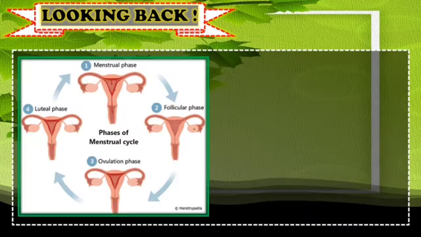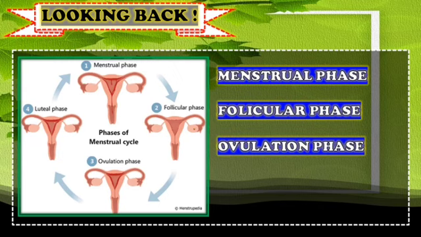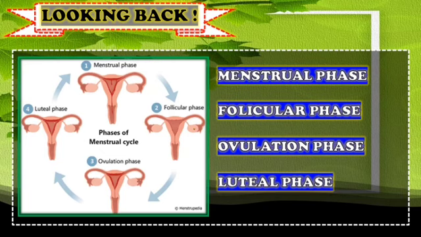The menstrual cycle can be divided into four main phases. The first one is the menstrual phase, the second one is the follicular phase, the third one is the ovulation phase, and the last one is the luteal phase.